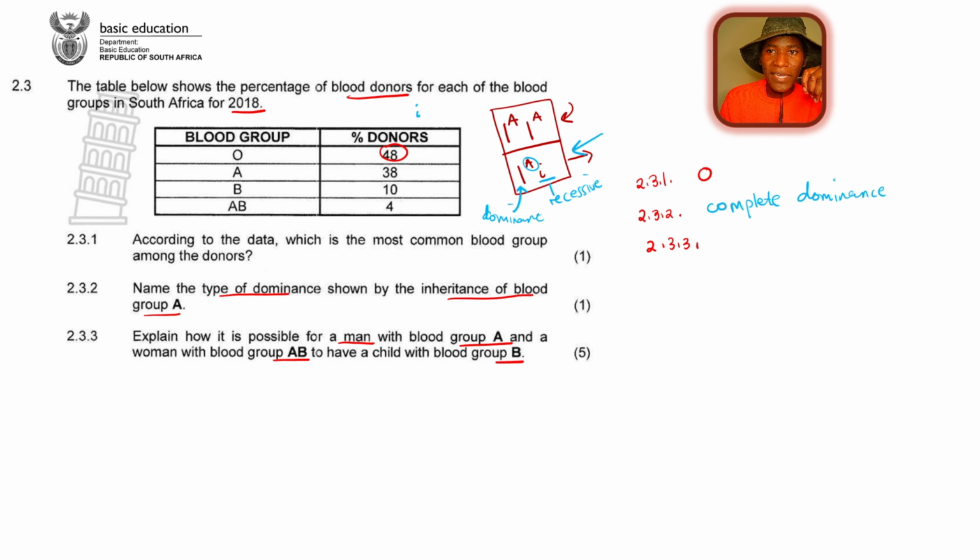So now you can explain this using a genetic cross, luckily, because they can sometimes mark it. It's just a sometimes case. So they can mark for you if you explain this using a genetic cross or if you show that it is possible. But you can also explain it in words, so it depends.